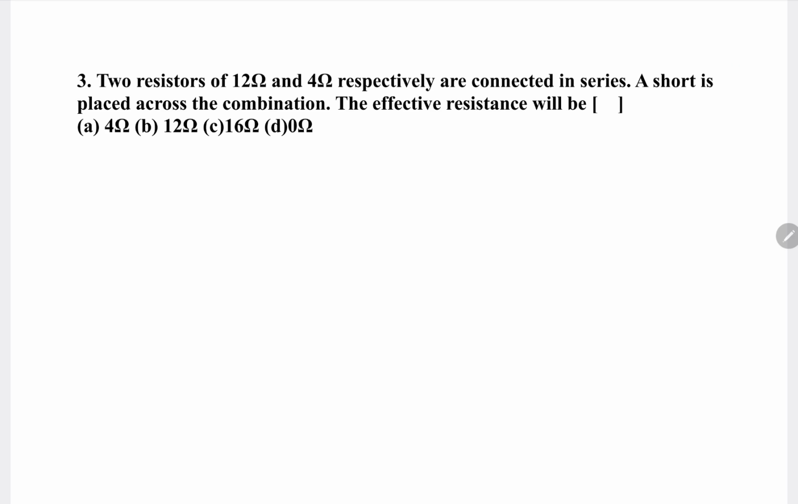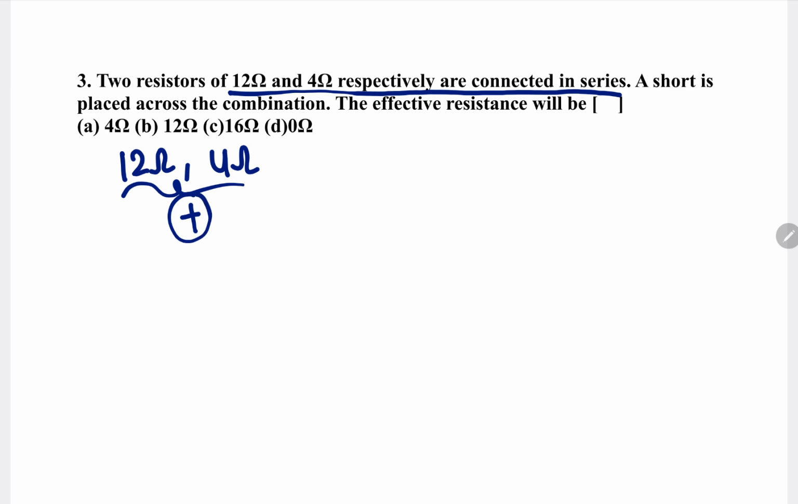Two resistors of 12 ohm and 4 ohm are respectively connected in series. How are they connected? They are connected in series connection. A short is placed across the combination. So a short circuit is placed across the combination. Then what is the effective resistance? Effective resistance means equivalent resistance, or we can also call it total resistance.